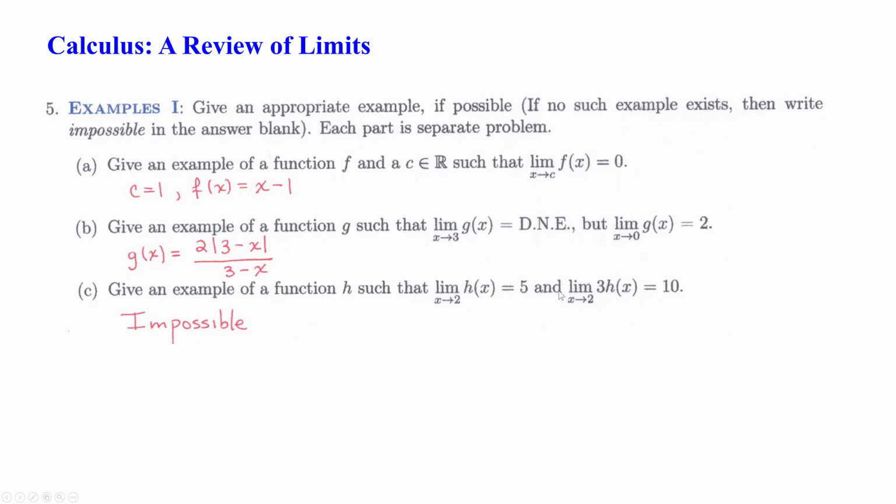This would say 10 is equal to 3 times the limit as x goes to 2 of h of x. Then you could divide both sides by 3, and that would give you the limit as x goes to 2 of h of x is 10 over 3, and that's not 5. So this would be impossible. That means there is no function h that satisfies those two properties. Therefore, it is impossible to give an example.